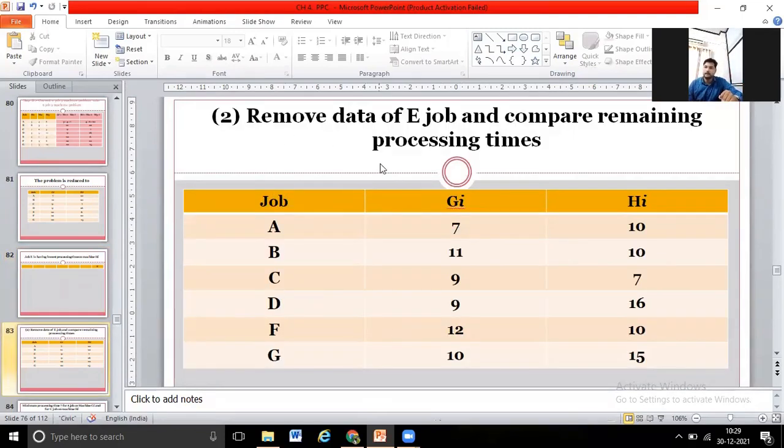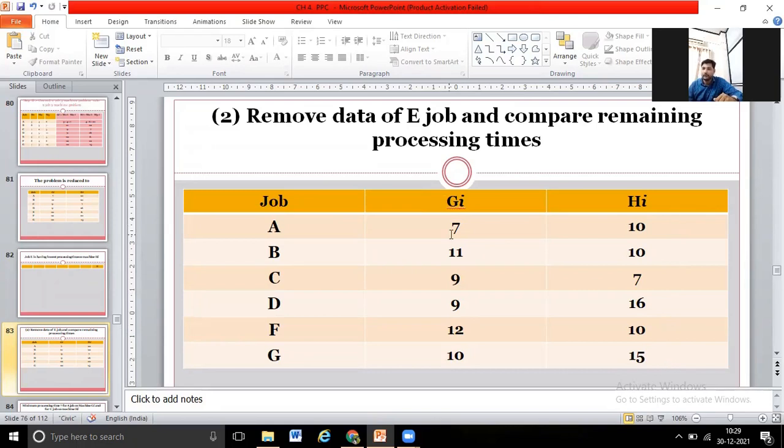Okay, second step is remove data of E job and compare the remaining processing time. Okay, E job का data हमें remove करना है और remaining data compare करना है. Okay, so now E job is removed. Now compare the data. So 7, 11, 9, 9, 12, 10, 10, 10, 7, 16, 10, 15.